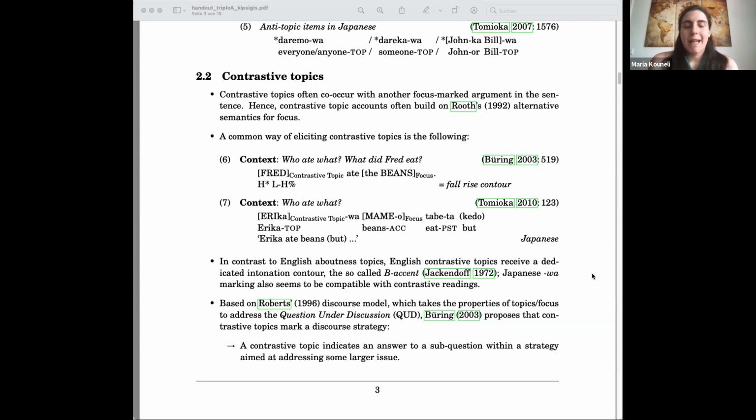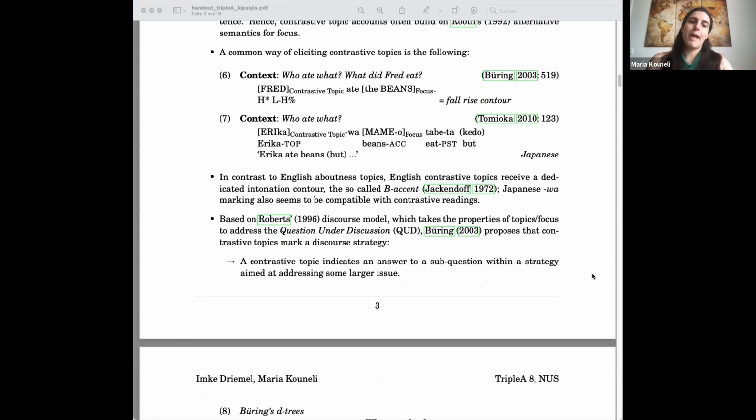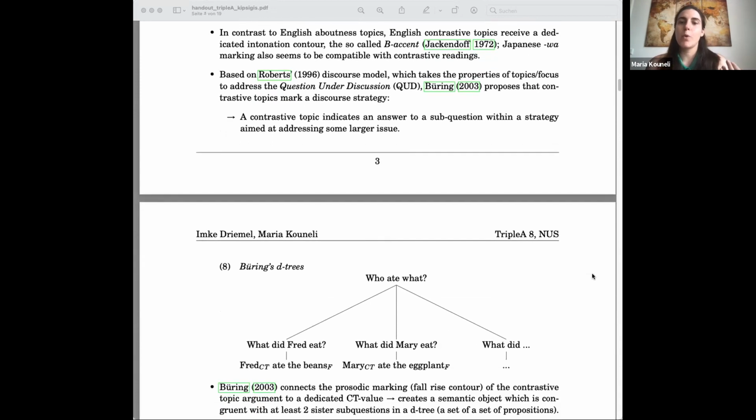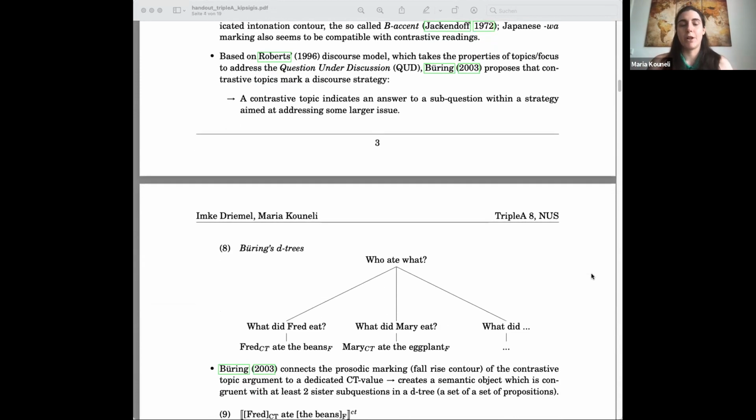Now moving on to possible analysis of contrastive topics. Based on Roberts' discourse model, which takes the properties of topics to address the question under discussion, Büring proposes that contrastive topics mark a discourse strategy. So what does this mean? A contrastive topic indicates an answer to a sub-question within a strategy aimed at addressing some larger issue. So this is illustrated with the D-trees of the type that you see in 8. Okay, so here we have who ate what, which is the larger issue. And then we have the sub-questions, what did Fred eat, what did Mary eat, etc. And the answers to these sub-questions will give you the contrastive topic.